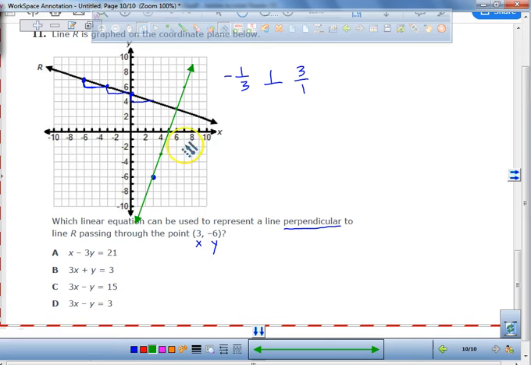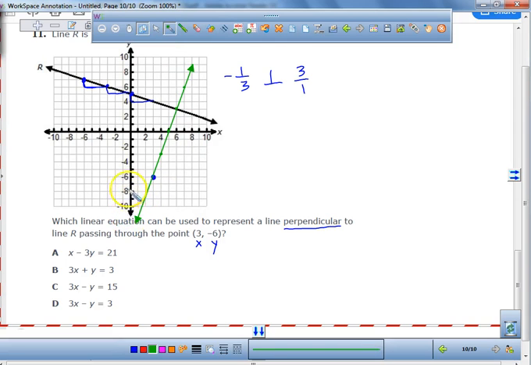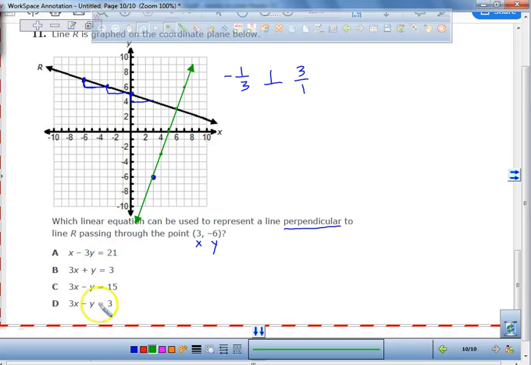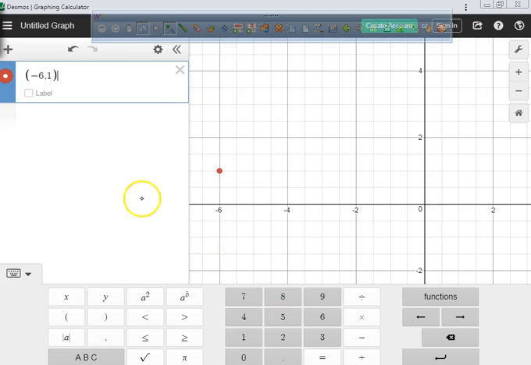Now, where does it look like my y-intercept is going to be? Way down here, way down on the y-axis. So of these choices, which ones are going to have a y-intercept way down? C and A. If you had to choose between the two, which one do you think it will be? C? Let's check. You're right, it is going to be C. If you type it in Desmos, check it out. What's our ordered pair? 3 and negative 6.